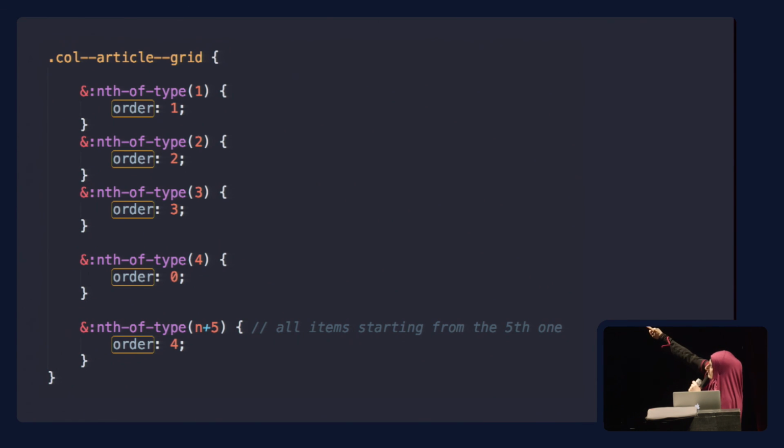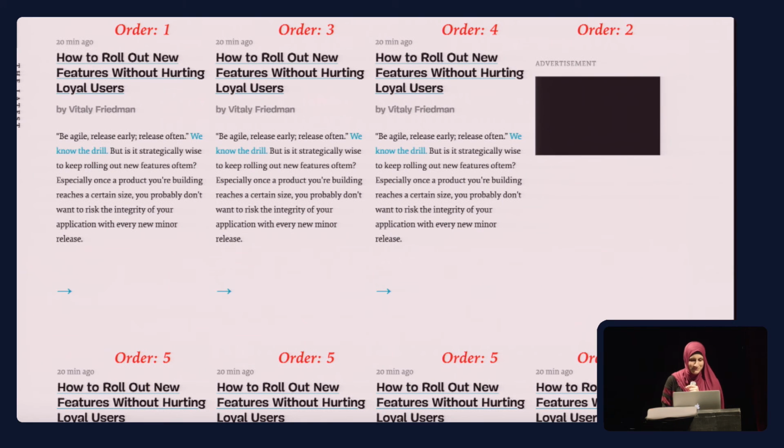The first element in the grid gets order 1, as you saw. The second element 2, third element 3, fourth element, which is the ad, gets order 4, and then nth-of-type(n+5) means all items starting from the 5th item, so basically the rest of them. They get the order number 4. Now, one of the questions, I'll get to that later.